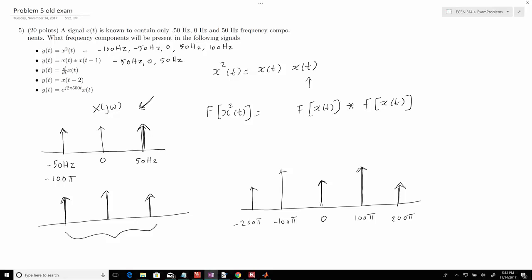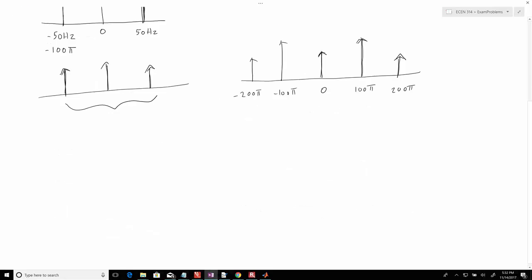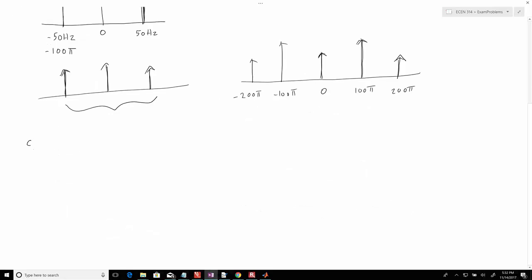Okay, now let's look at the third part. That's kind of interesting too. Derivative of x of t. How can we solve that? j omega times. Very good. So we compute the Fourier transform. The Fourier transform of y of j omega is j omega times x of j omega.